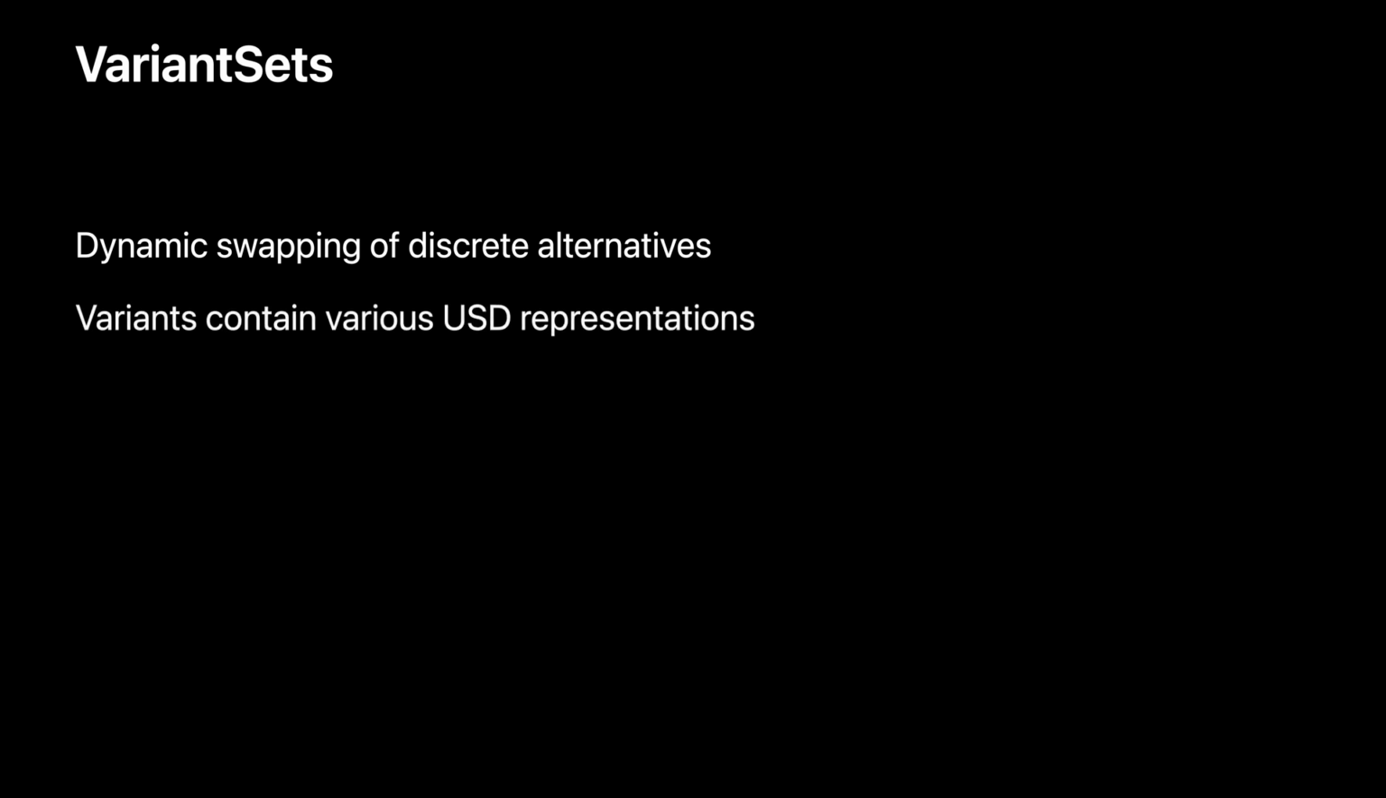Instead of making a new set of assets, we can update our chess piece assets using another USD concept, variant sets. Variant sets allow for the dynamic swapping of discrete alternatives on the stage. The variants contained in a variant set can be different materials, geometry, or anything that can be represented in USD. Switching between different variants on a stage is non-destructive. We will set up variant sets to switch between different materials for the chess pieces.